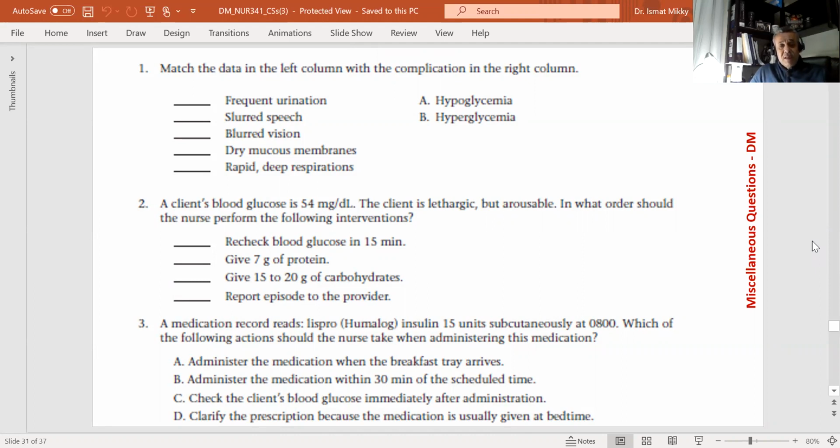This is a rapid-acting insulin with an onset of less than 15 minutes. So administering the insulin at the time the breakfast tray arrives will ensure adequate blood glucose at time of peak action. The patient's blood glucose should be checked prior to insulin administration so we can prevent any episode of hypoglycemic event.